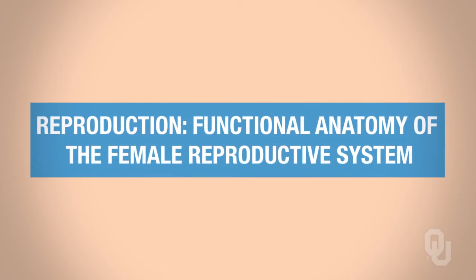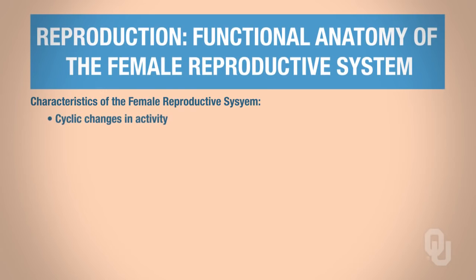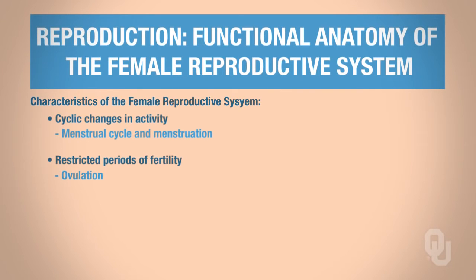Okay, in this segment, we're going to be discussing the functional anatomy of the female reproductive system. Before we begin, we're going to look at some characteristics of the female reproductive system. Keep in mind that there are cyclical changes that occur via the menstrual cycle and menstruation. There are periods of restricted fertility, occurring during ovulation. And females have limited gamete production.